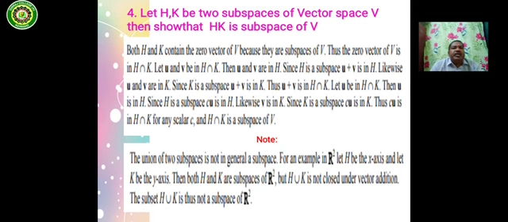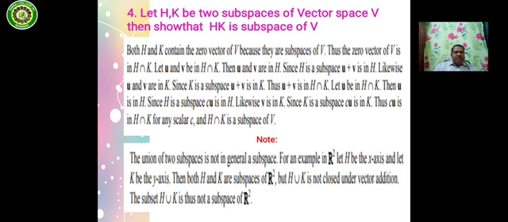Next problem. Let H comma K be two subspaces of vector space V. Then show that H intersection K is a subspace of V. So we verify whether H intersection K satisfies the subspace conditions or not. H comma K are two subspaces, which means these two sets satisfy the three conditions of a subspace.